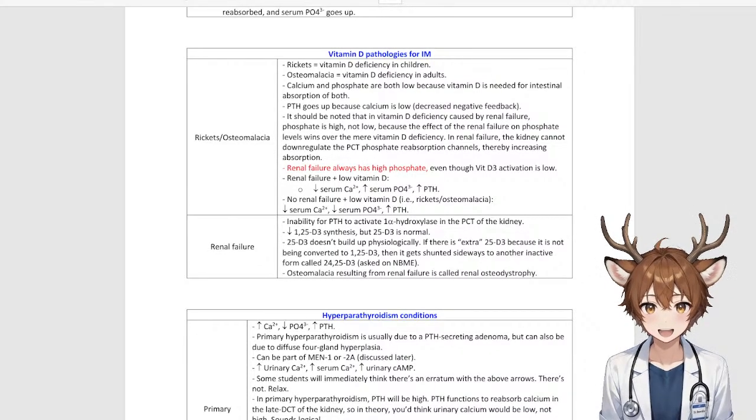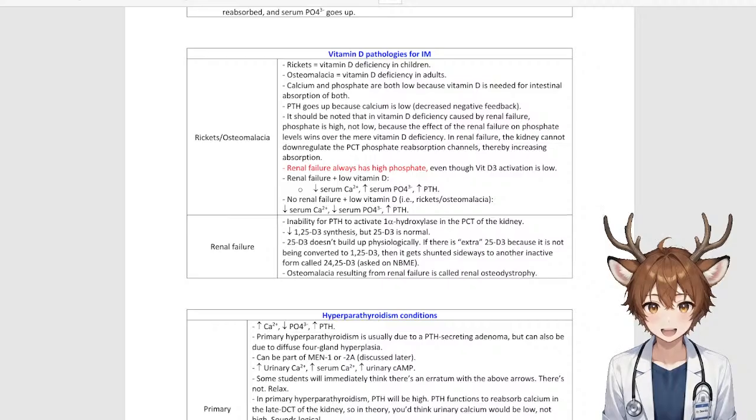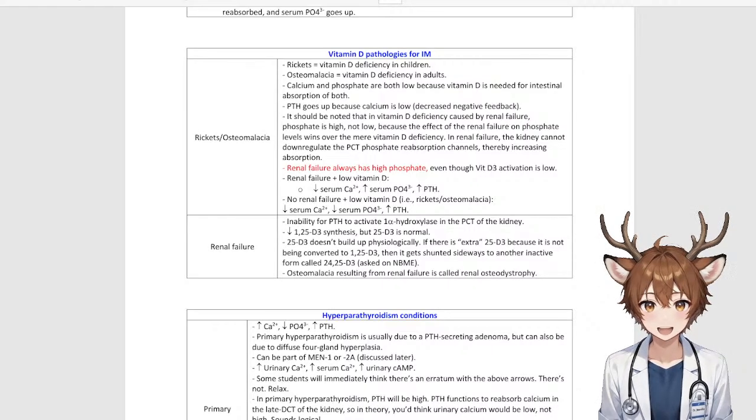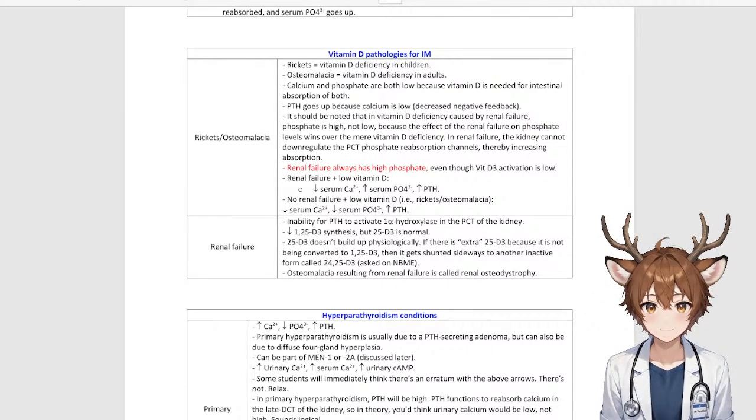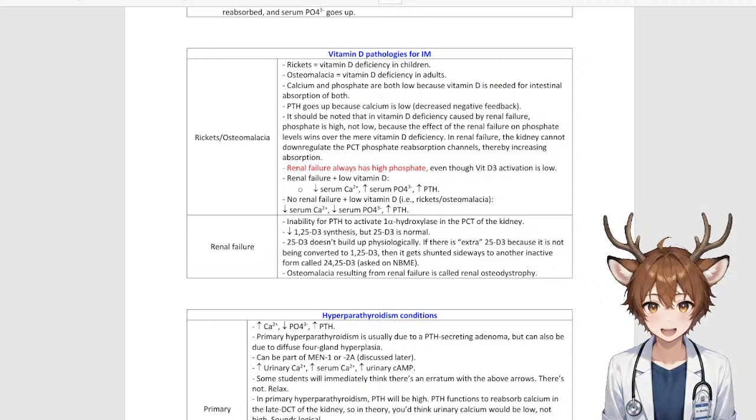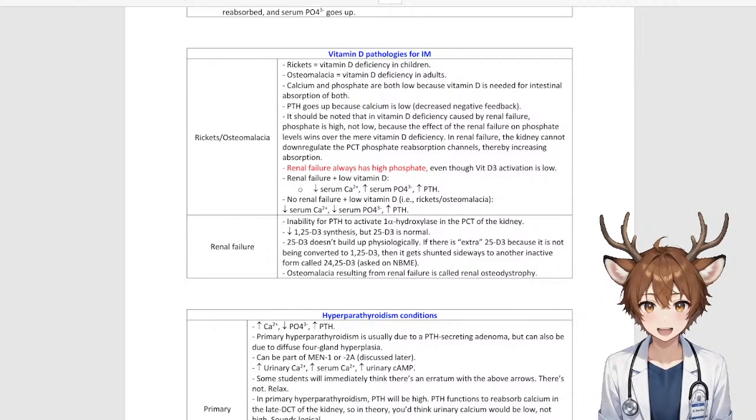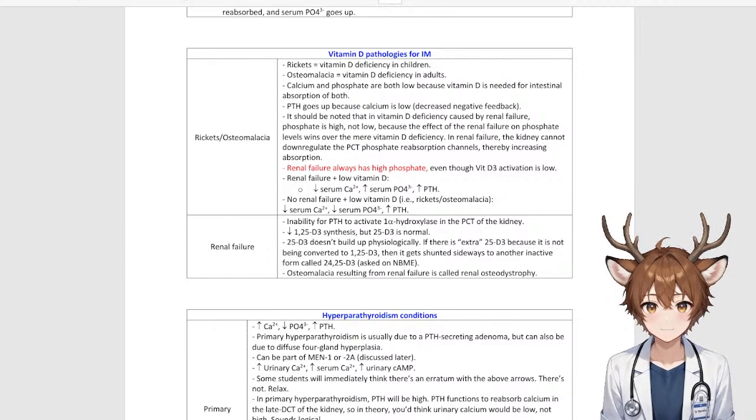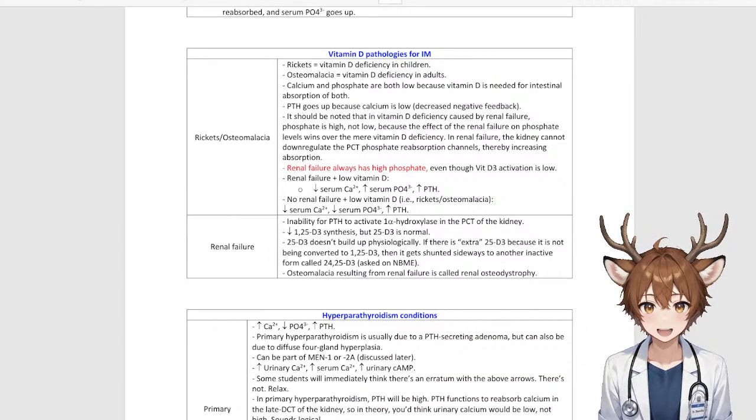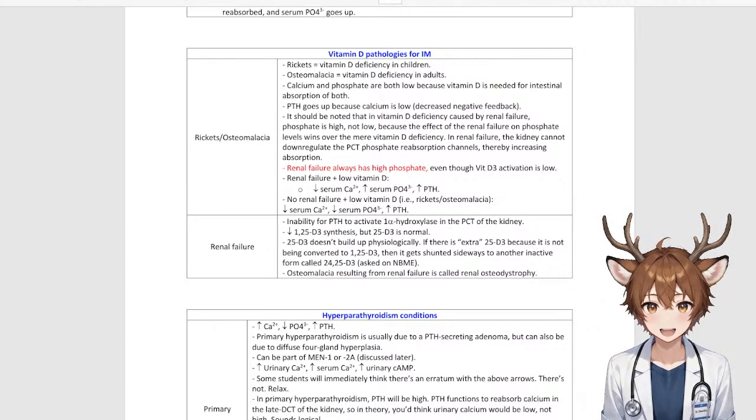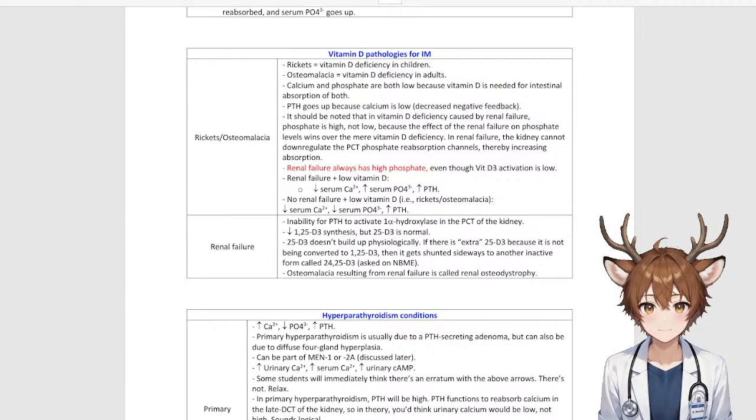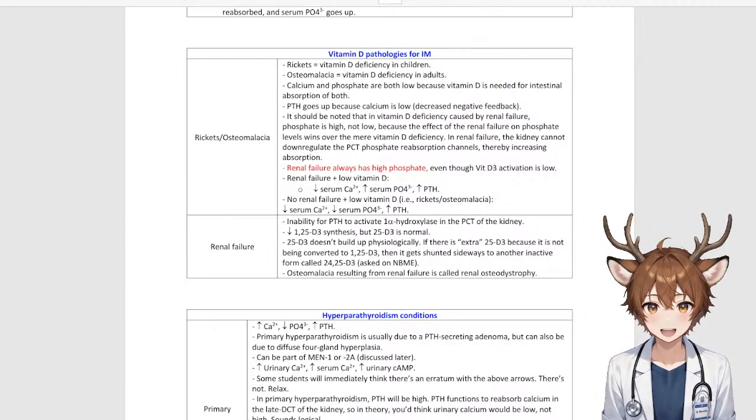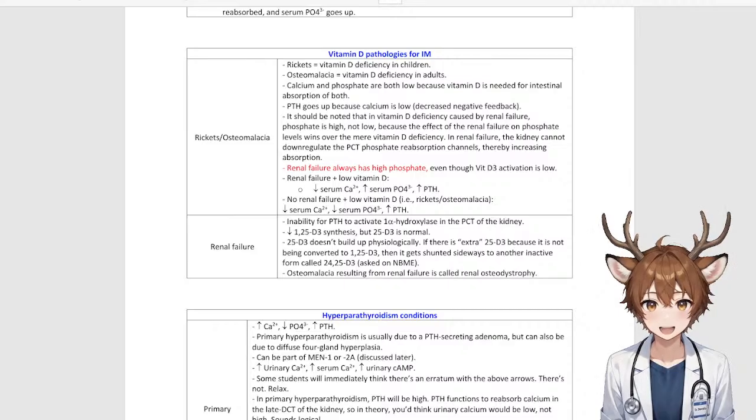It should be noted that in vitamin D deficiency caused by renal failure, phosphate is high, not low, because the effect of renal failure on phosphate levels wins over the mere vitamin D deficiency. In renal failure, the kidneys cannot downregulate the PCT phosphate reabsorption channels, thereby increasing the absorption. Renal failure always has high phosphate, even though vitamin D3 activation is low.